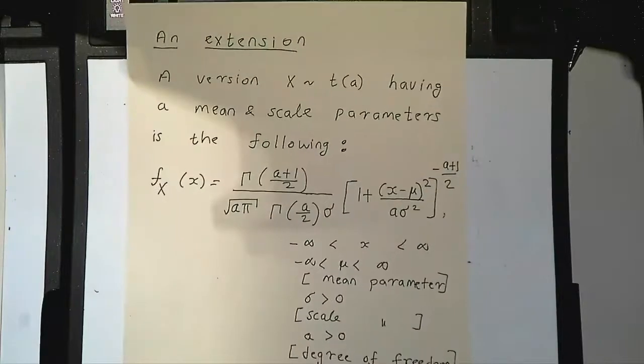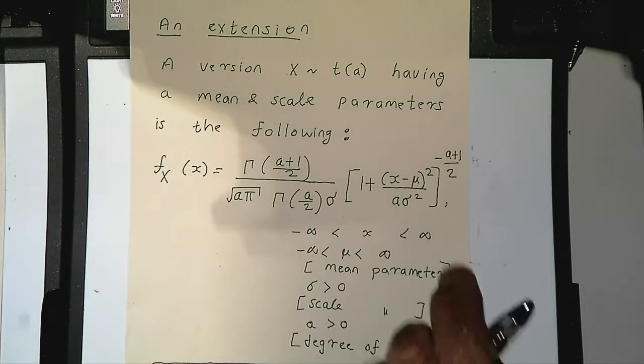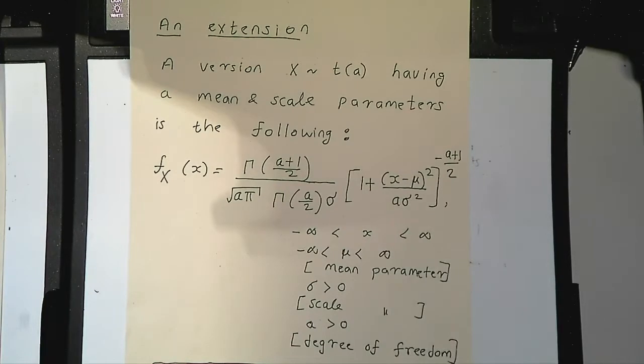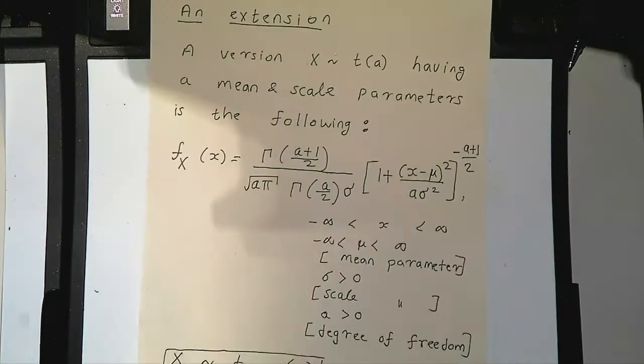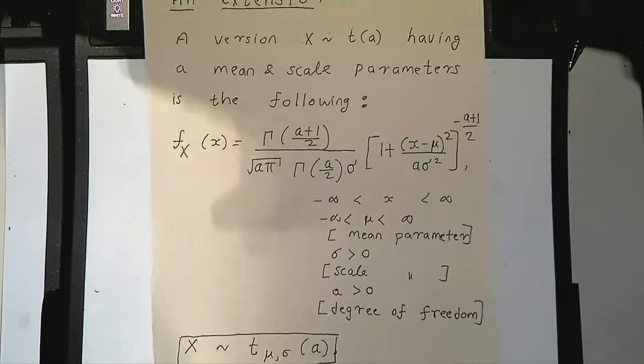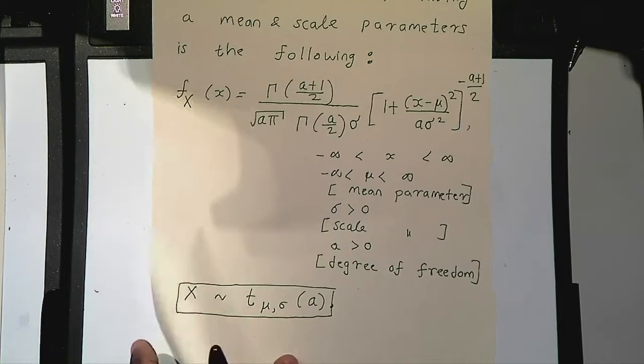Now, the next thing I talked about on Monday was this one here, which is an extension of the student's t distribution to allow for mean and scale. The mu parameter controls the mean, and the sigma parameter controls the scale. So this has 3 parameters, mu, sigma, and A. A is the degree of freedom. And this is the density of the extended t distribution. And this is the notation I use to denote a variable that has the extended t distribution, right?